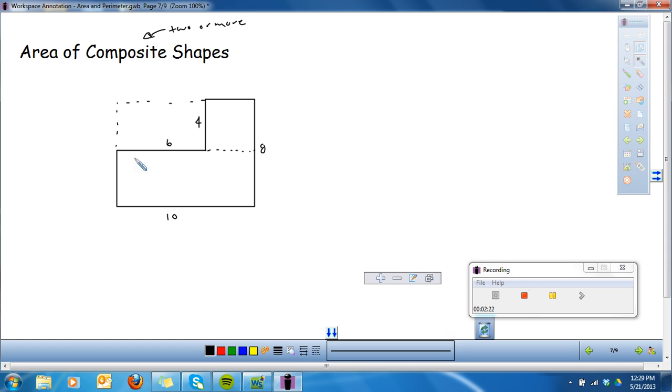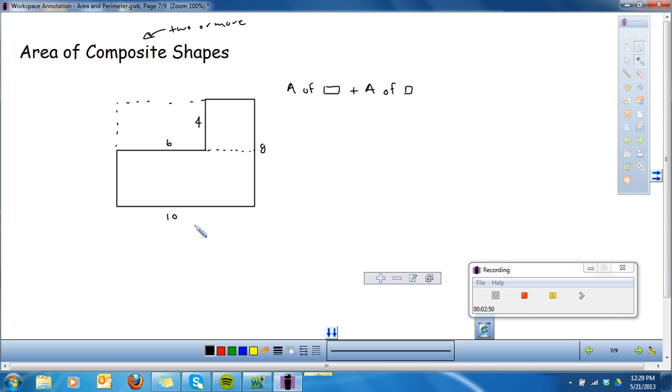So what can we do? Well, since we divided our shape up into a rectangle and a square, to find the area of the whole thing, we can find the area of the rectangle and add it to the area of the square. So we're going to do the area of the rectangle plus the area of the square. Okay, so let's go ahead and figure that out.